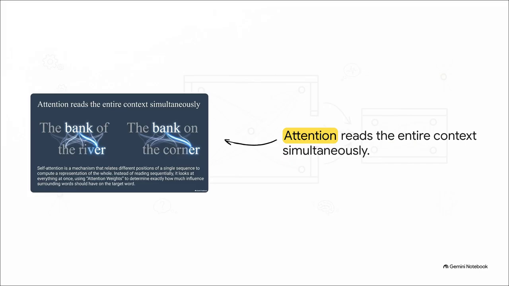Take the phrase, the bank of the river versus the bank on the corner. The word bank means two completely different things in those sentences. Because the attention mechanism is looking at the entire context simultaneously, it draws mathematical connections, which we call attention weights, connecting bank really strongly to river on one side, but connecting it to corner on the other. It captures that global context instantly, which gives the model true semantic understanding.